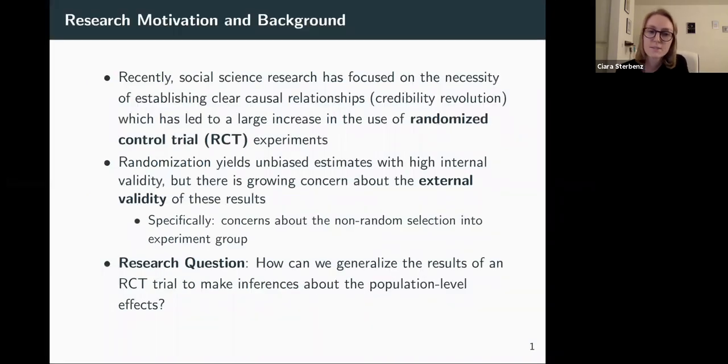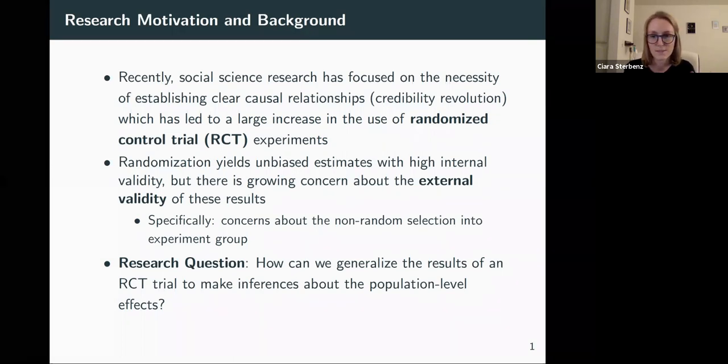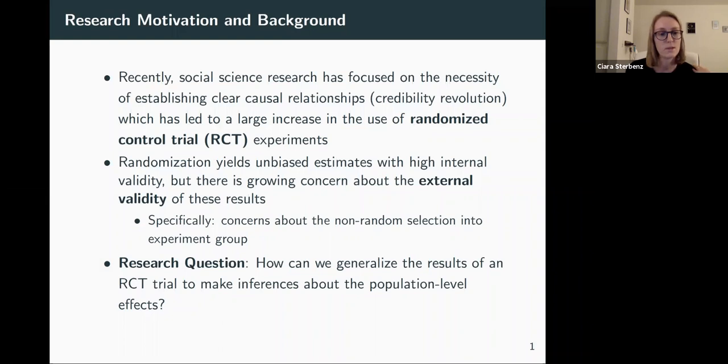The background here is that, as I'm sure most people know, there's been a really big push in social science research lately to establish causal relationships. That has led to a really big increase in the use of randomized control trials, or RCTs. Of course, when you have randomization, you get unbiased estimates and very high internal validity, but there's a lot of concern about the external validity of these results, or how well they generalize beyond the very narrow confines of the experimental population. Specifically, there are concerns about non-random selection into the experimental group.